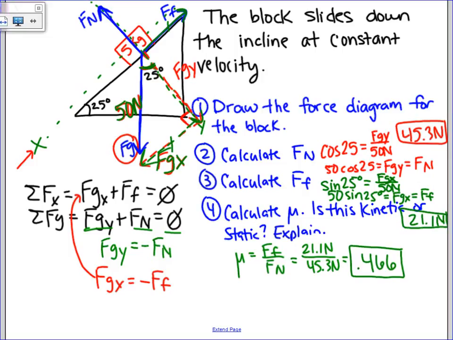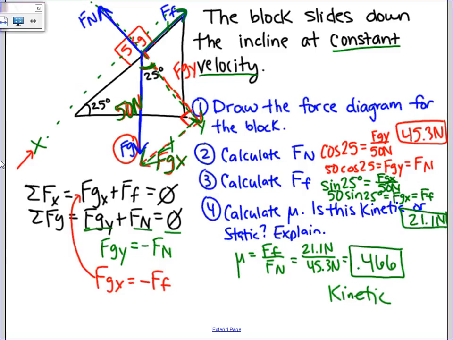The question then asks, is the mu or friction kinetic or static, and explain. The answer would be it's kinetic. And the reason I know that is because up here it tells me it's moving at constant velocity. If it was motionless, it would be static. But since it's constant velocity or moving, it's going to be kinetic.